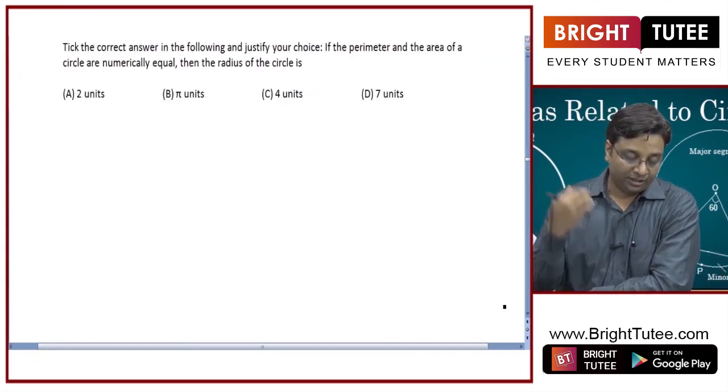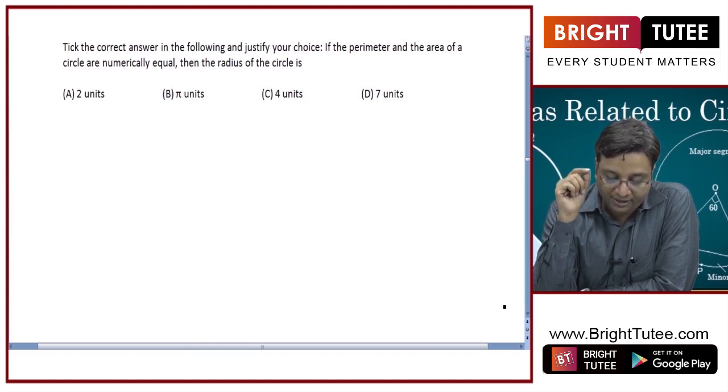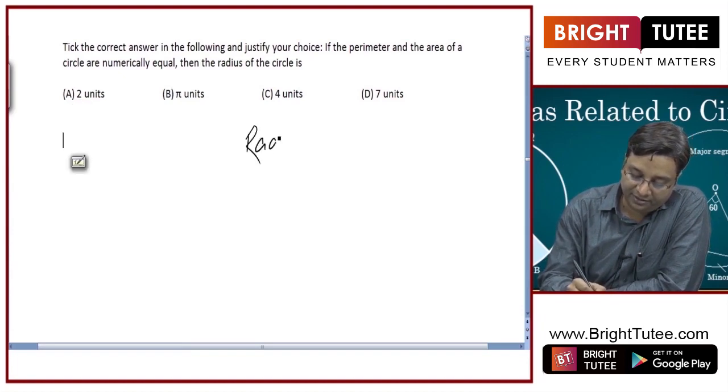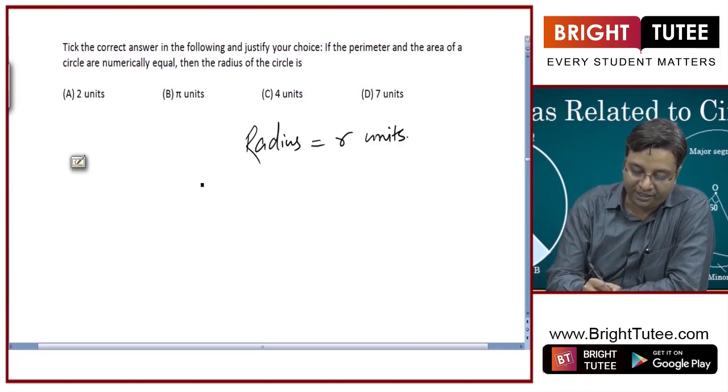Now let's look at this question here. Tick the correct answer in the following and justify your choice. If the perimeter and the area of a circle are numerically equal, then the radius of the circle is. Let us say radius is r units. Now as per the question, perimeter is equal to area numerically.